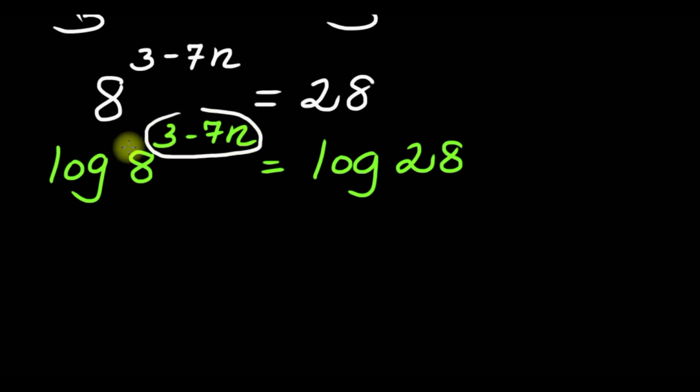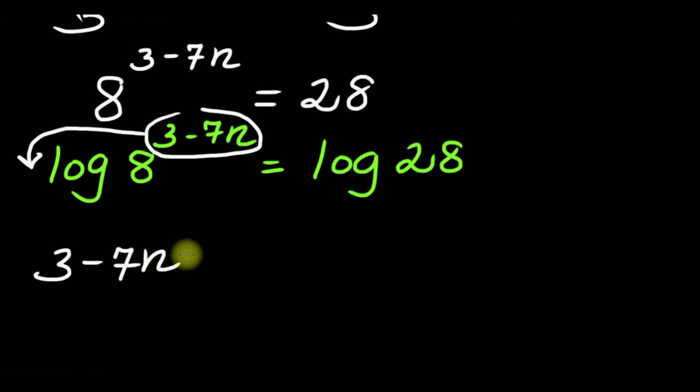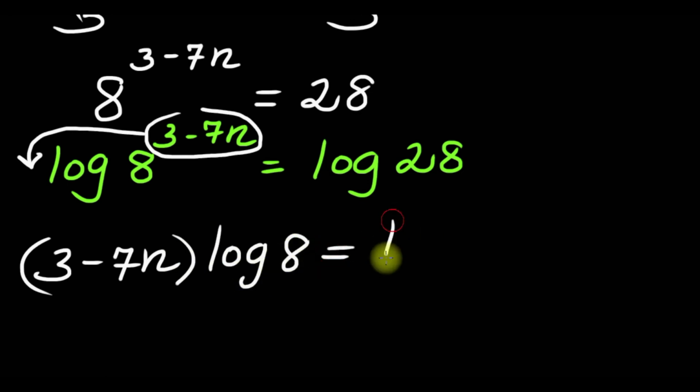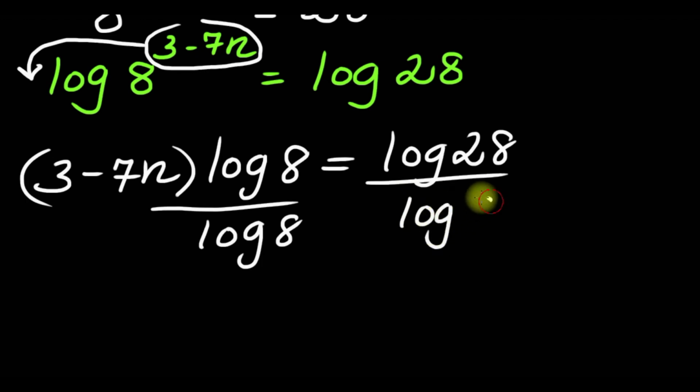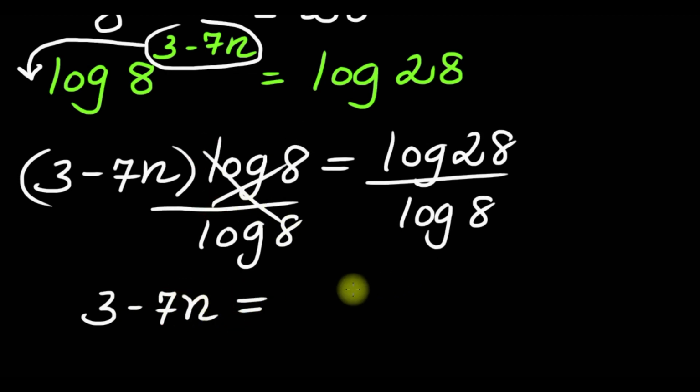I'm going to be able to bring down the exponent to the front here. So I end up having 3 take away 7n, and that whole thing times log 8, is log 28. To solve for n, I try to get the n all by itself. So I would first divide by log 8 to get rid of the log 8. So I have 3 take away 7n is, these are gone, log 28 over log 8.